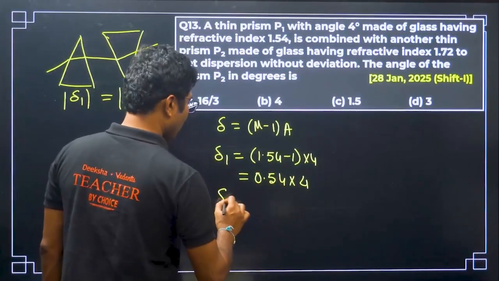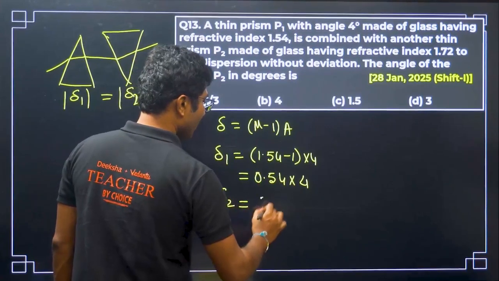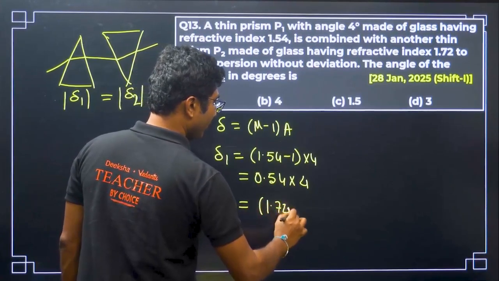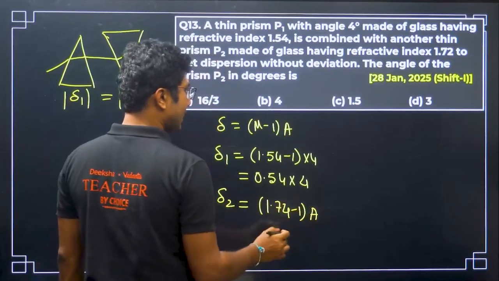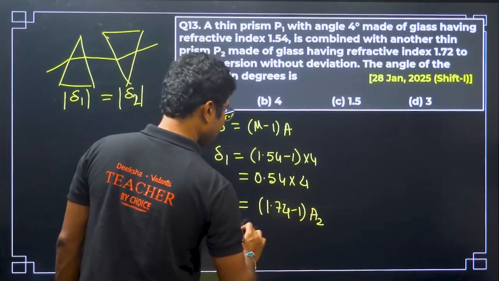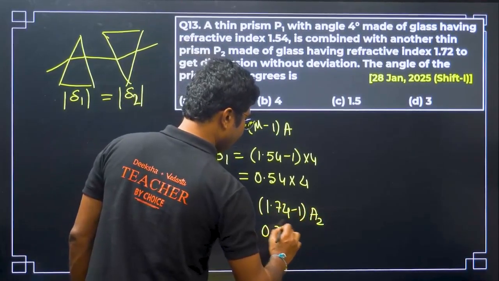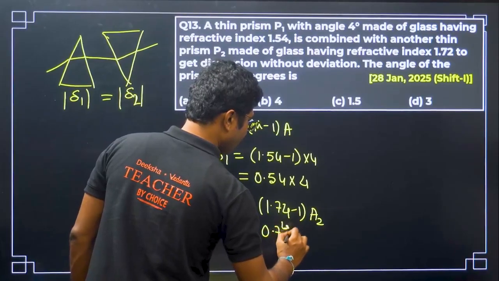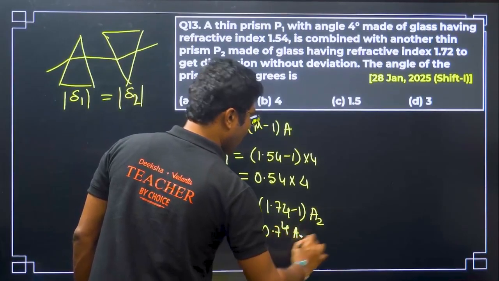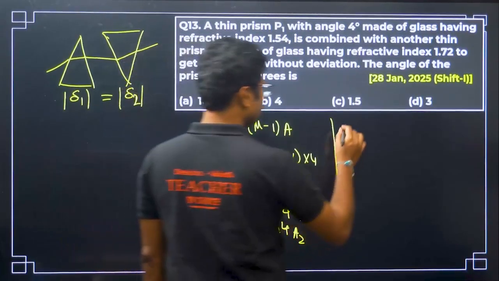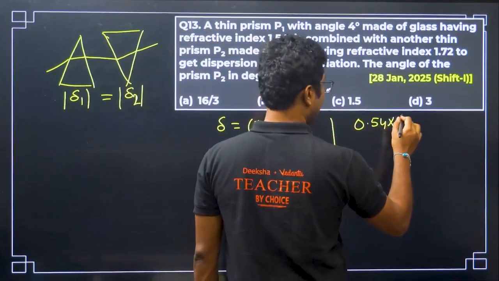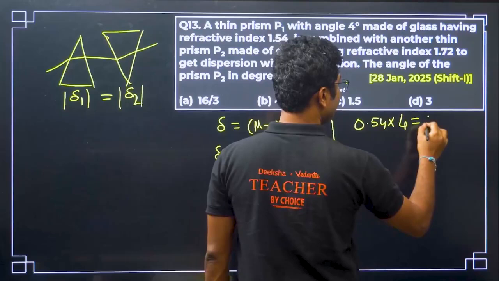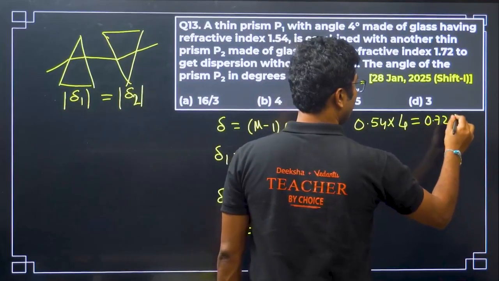What is delta 2? Delta 2 is 1.74 minus 1 into angle of prism. We do not know this angle of prism, so we are trying to find this. So, 0.74 into A2. Now both the deviation magnitude wise should be same. So 0.54 into A that is 4 equals to 0.74 into A2.